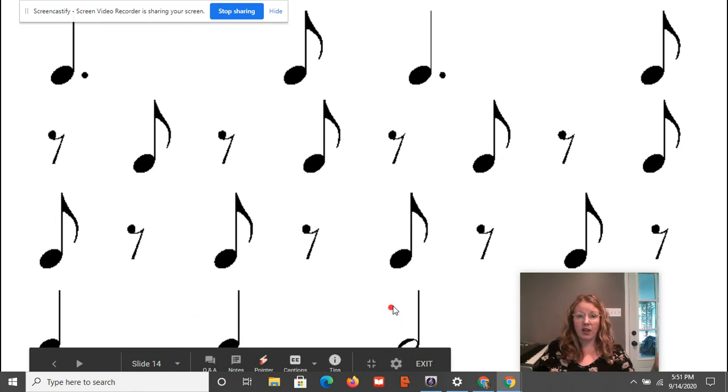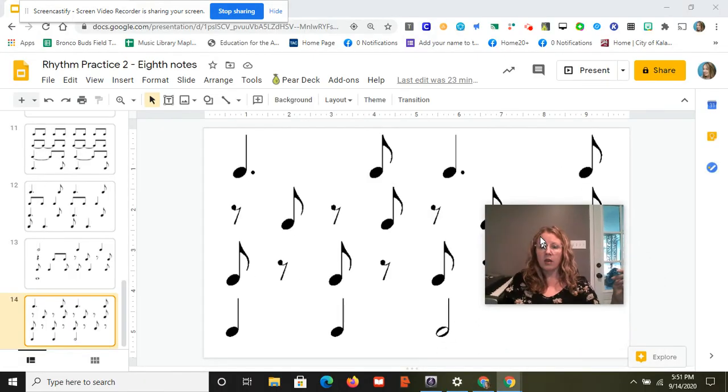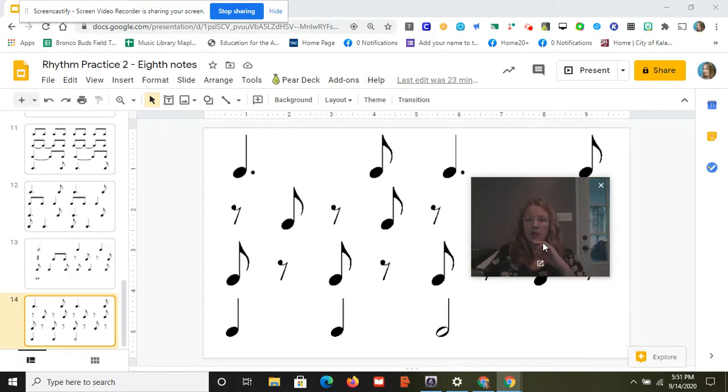These rhythms were kind of difficult, some of them. So if you had a difficult time with some of these, then I want you to go back and do this again on your own. Save the slideshow and go back and do it on your own.